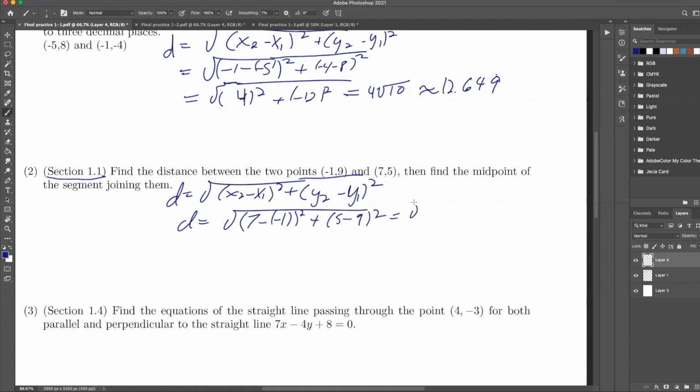So that's equal to the square root of 8 squared plus -4 squared. This is 16 plus 64, which is... I can't seem to do math in my head. 16 would be 70... 82? Never mind.